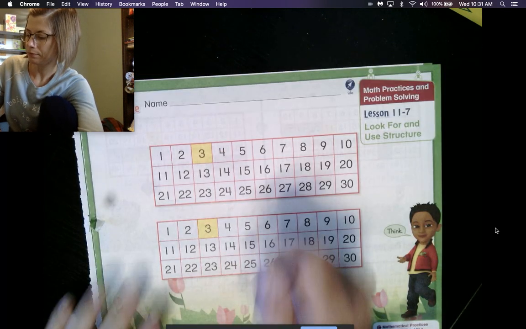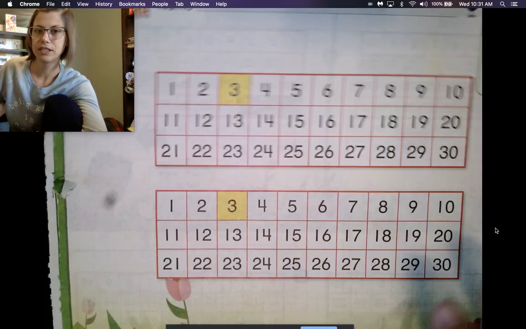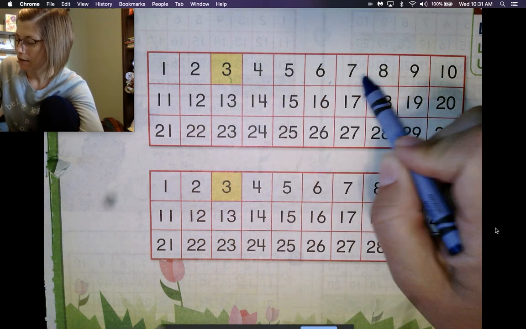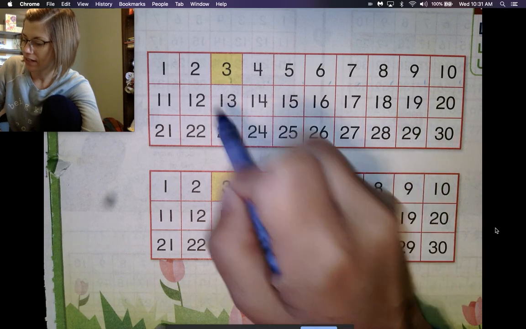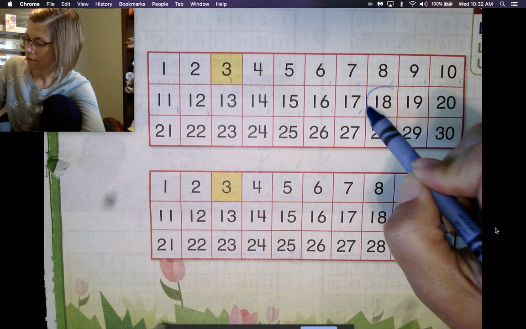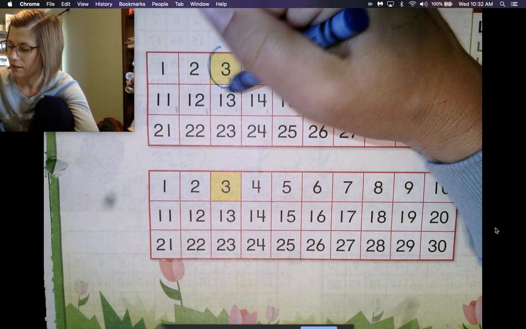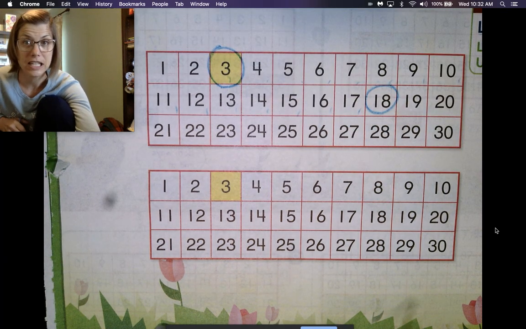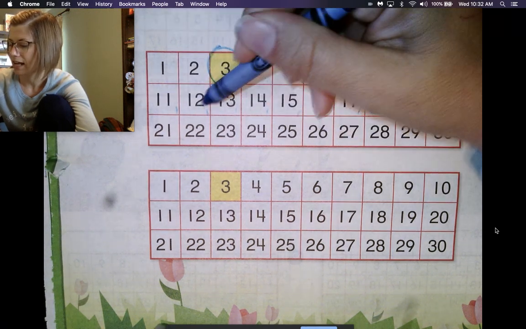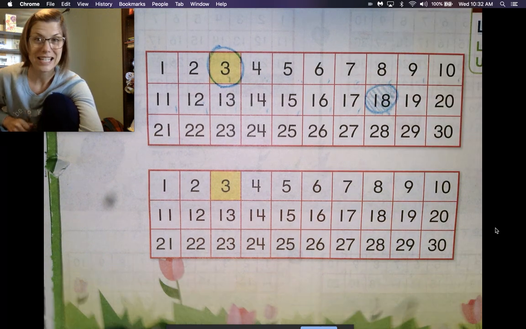Watch this. This is number 3. We're going to count 15 times. Get nice and close, so that we can see it. Here we go. 1, 2, 3, 4, 5, 6, 7, 8, 9, 10, 11, 12, 13, 14, 15. Did you see how I did that? I started right here on number 3, and then I counted 15 times. I got to number 18.